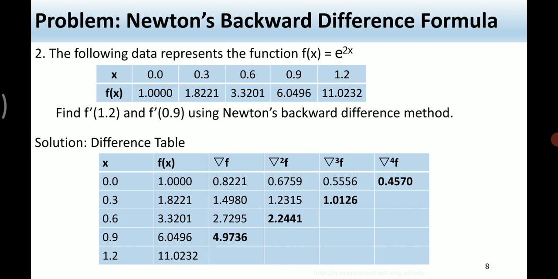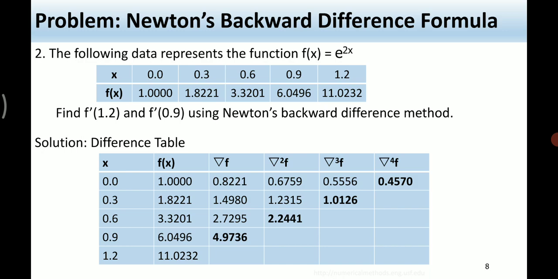So the next column we have, that is delta square f values. So for this, you have to take the difference of your delta f values. For the first value, we have 1.4980 minus 0.8221 is equal to 0.6759. Then 2.7295 minus 1.4980 is equal to 1.2315. 4.9736 minus 2.7295 is equal to 2.2441. So these are your delta square f values.